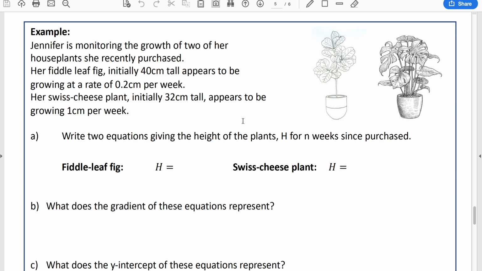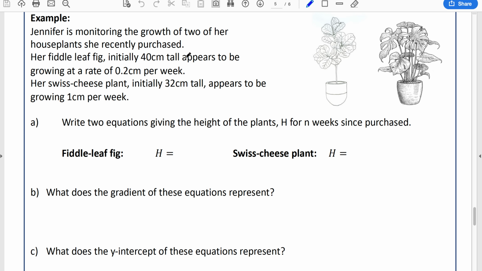The other plant, though, has a different height. So its initial height when it was purchased, only 32 centimeters tall. But what you'll see is that it's growing faster. It's growing at 1 centimeter per week. So what we want to do first is get this information into two equations.